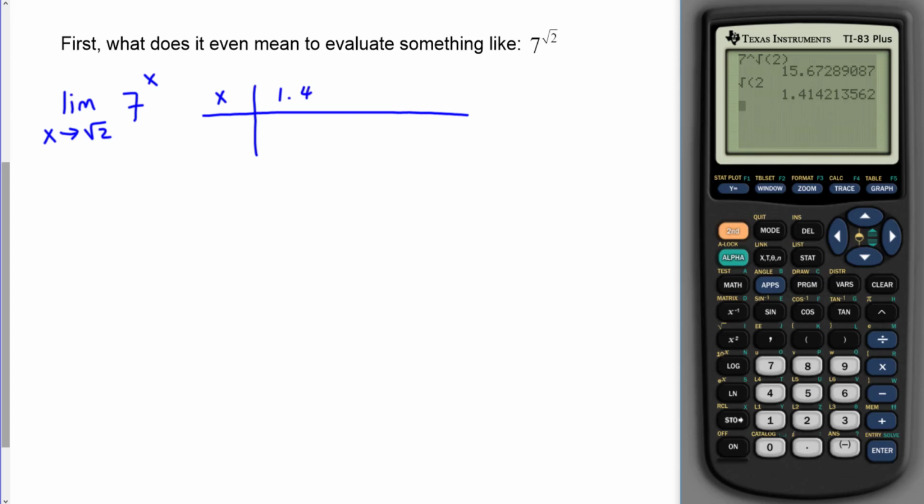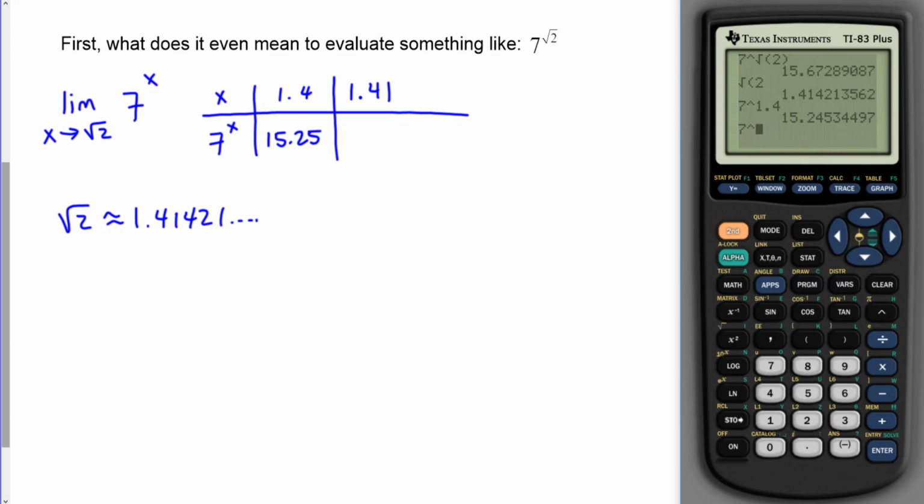Let me write down the approximation for the square root of 2 so I don't forget it. 1.41421, and that's probably more than enough. All right, so if I take 7 raised to the 1.4 power, I've got 15.25. So 1.4 is a little bit less than 1.41421, and 15.245 is a little bit less than 15.672. If we get closer and closer to this value, the square root of 2, and the way I'm going to approach it is by increasing the number of correct decimals. That's how we'll do it here.